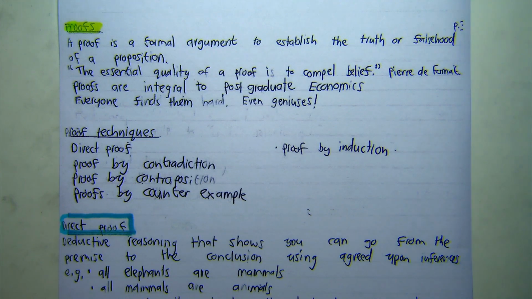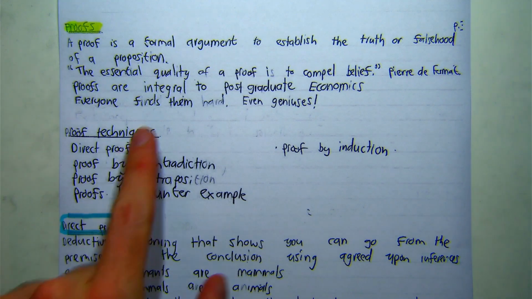Proofs are an integral part of postgraduate economics, and it's really important that you understand the different proof methods that are available to you, because it's not always obvious which one you should use, and some are more fitting in some cases than others. So having a general understanding of what proof techniques are out there and when it's appropriate to use them will help you along the way in coursework that requires proofs from you.